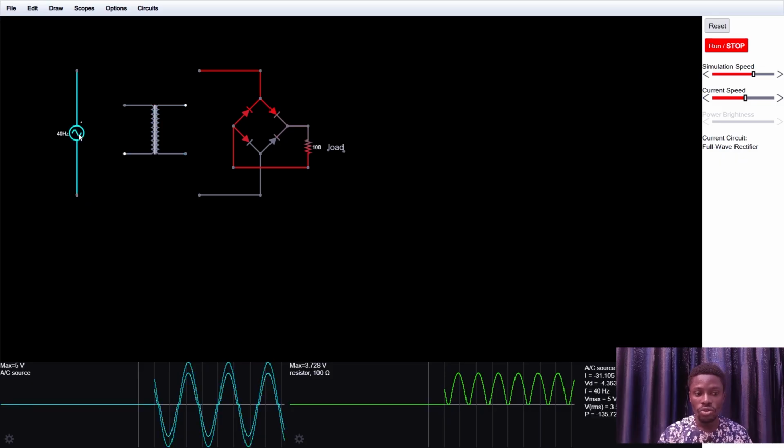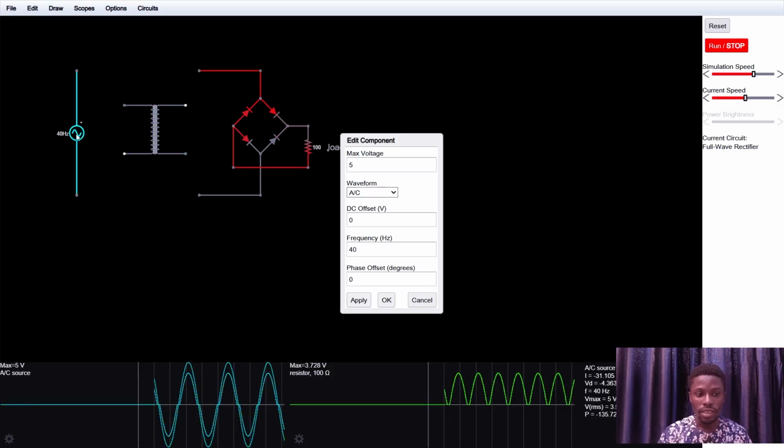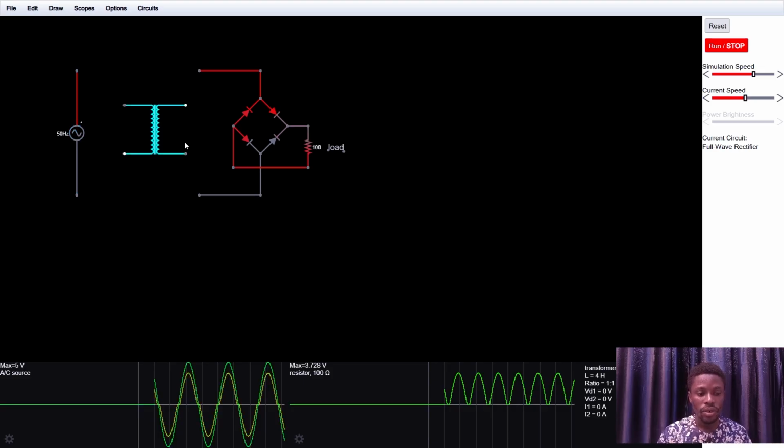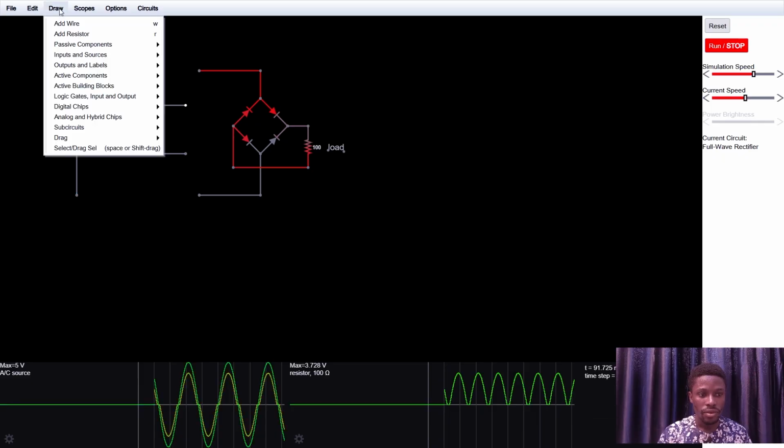Let's change this to 220 volts. I'll do that by double clicking here, and I will change it to 220 volts and set the frequency to 50 hertz and apply. Click OK. I'm going to connect here, draw wire.